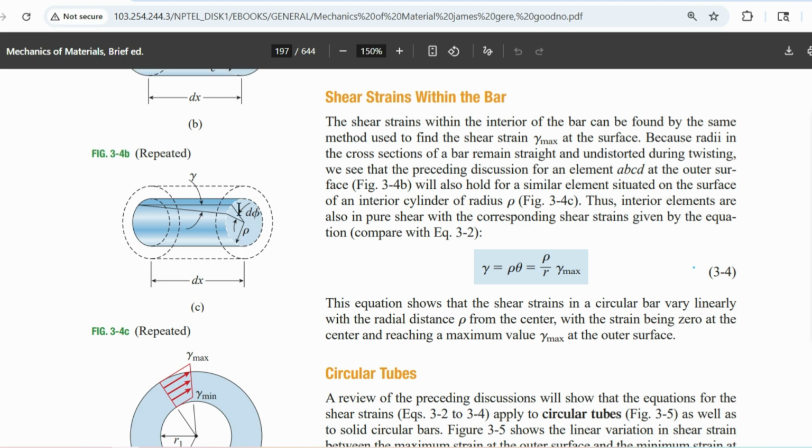If we want to solve for this, we get d phi over dx times rho, and d phi over dx is that theta. They're not going to spell it out for you; they're just going to go right to this. So we have gamma is equal to rho theta. But you can't just mentally go to this without actually doing the radians times radius type thing. I can't.